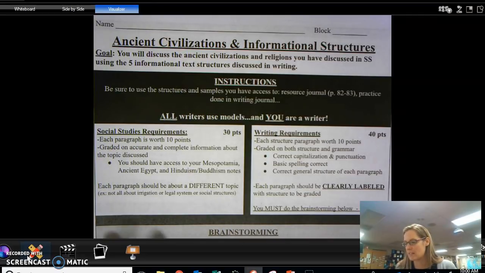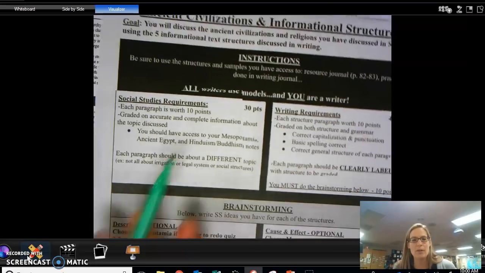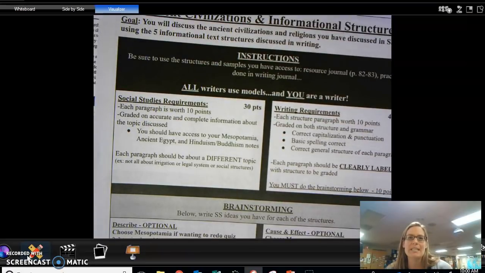For social studies in this project, you're going to ultimately write a total of 3 different paragraphs. You're going to write a sequencing paragraph, a problem solution paragraph, and a comparison paragraph. And those 3 are required through this project. Each of those paragraphs for both contents is worth 10 points. Okay? In social studies, Mr. Harvey is going to be looking at the use of the material from your notes.